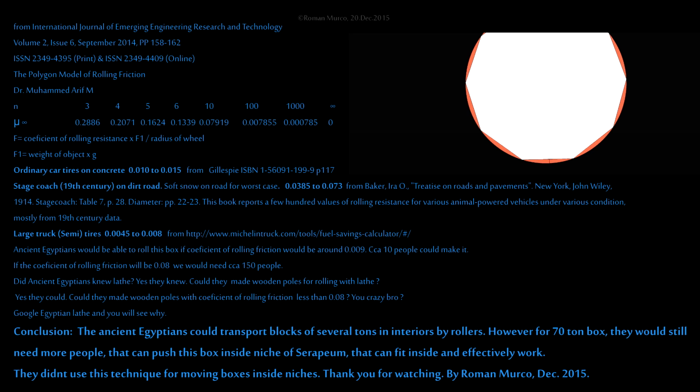If you have a roller made from a polygon of 100 sides, you will have a coefficient of friction of 0.008. Okay, and it could be transported by a couple of people, maybe like 10 people. But it's not real, because the ancient Egyptians didn't have these tools.